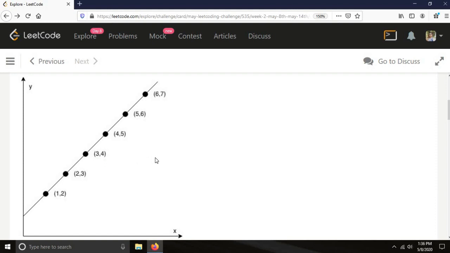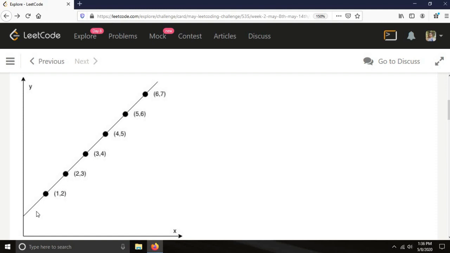So what is the formula for slope? The slope's formula is y2 minus y1 divided by x2 minus x1. Let's understand what the slope of these two coordinates will be. The slope is y2 minus y1, so y2 is 3 and y1 is 2, divided by x2 minus x1, so x2 is 2 and x1 is 1. So 3 minus 2 divided by 2 minus 1, which is basically 1. So the slope 1 will be maintained throughout the line.